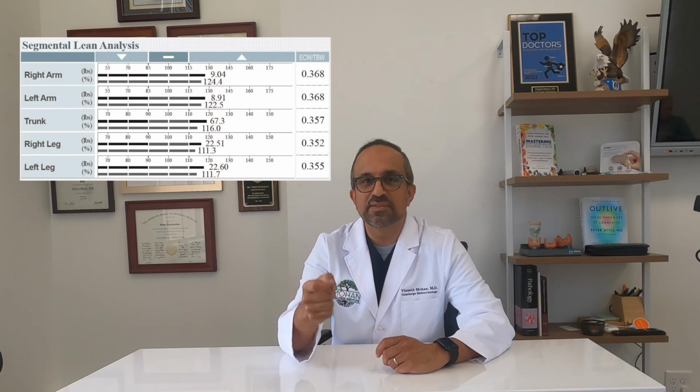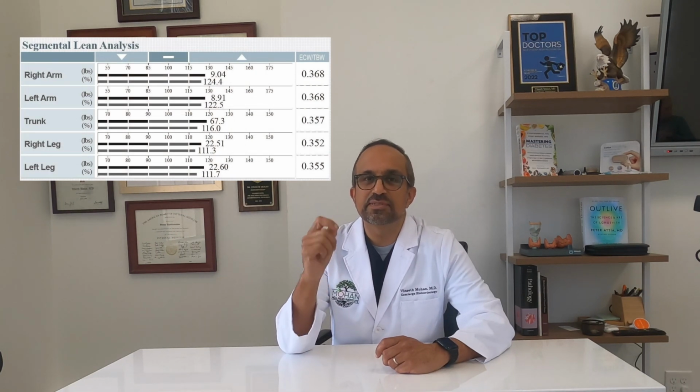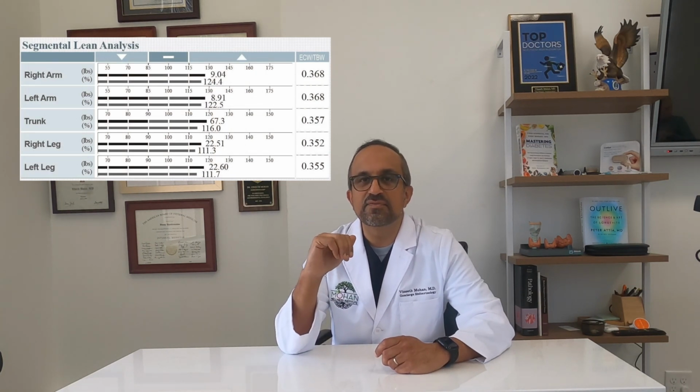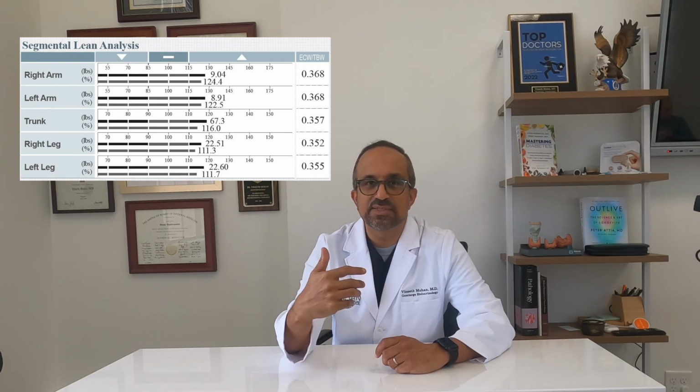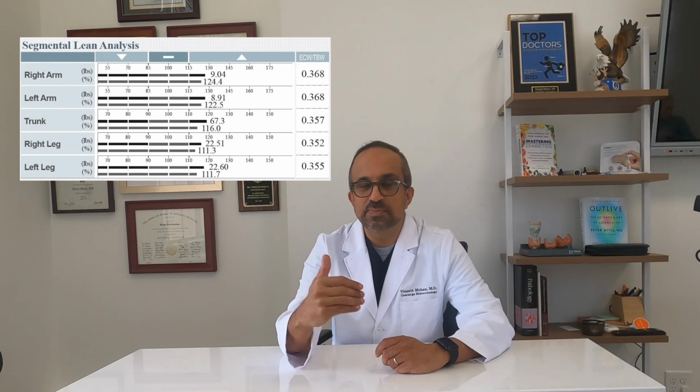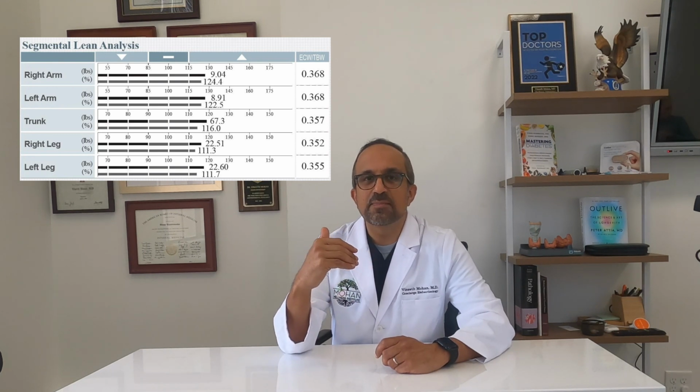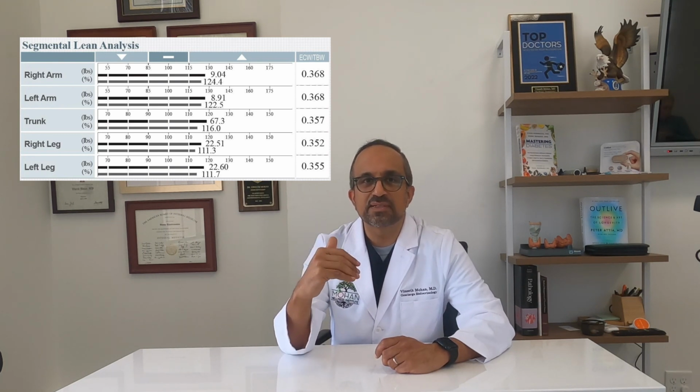Now let's look at the most granular data on this report, which is a segmental lean analysis. This looks at all 5 segments of the body individually. It's a little complicated since these graphs represent comparison, and it's important to know what's being compared. The top bar shows how much lean body mass you have in pounds for each body segment.